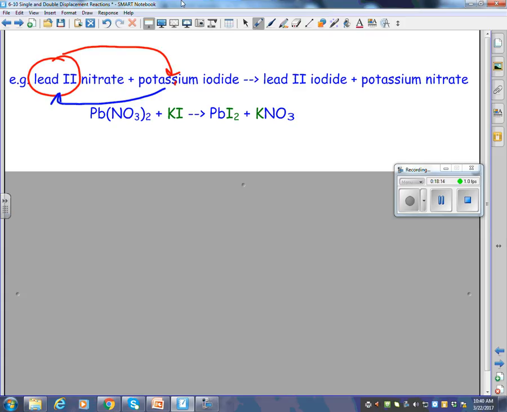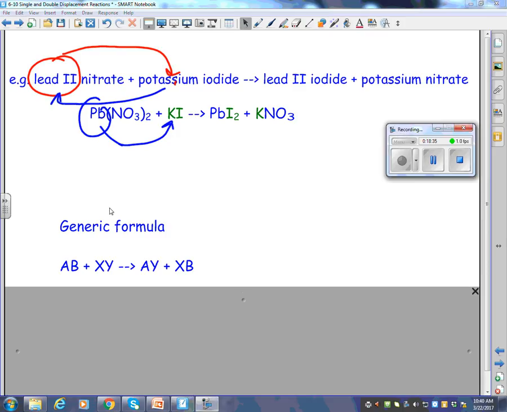Okay? And once again, you can see that the lead has bumped out the K, right? They've switched places. Here I've got all blue, here I've got all green, here I've got blue, green, and green, blue, right? Double displacement.